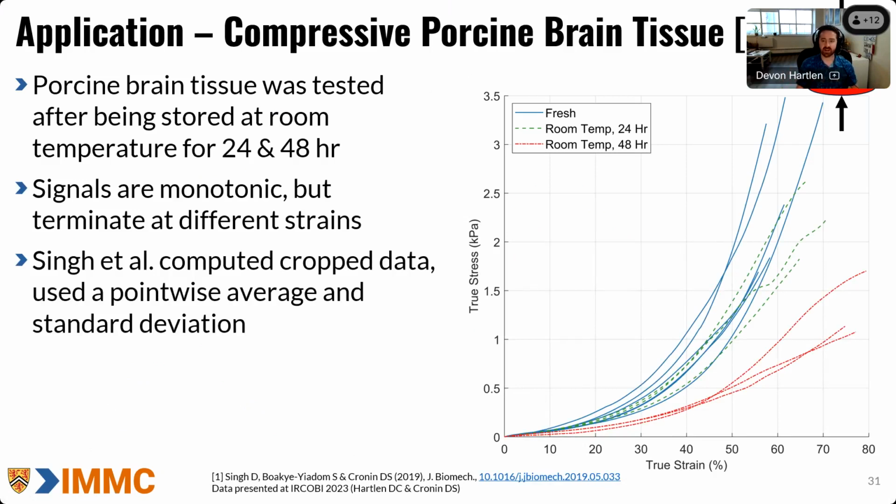material's behavior. These signals are all monotonic, but they terminate at different strains, which you can really see clearly in the blue signals. Now, this termination at different levels of strain makes it actually challenging to do things like pointwise averaging and standard deviations, so much so that the original data looked at computing, sort of cropping this data down to the earliest strain, and then doing a fairly simple pointwise average and standard deviation. That's not intended to be criticism. That's sort of just the only technology we had at the time in 2019.